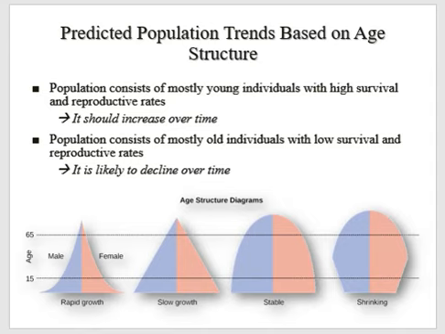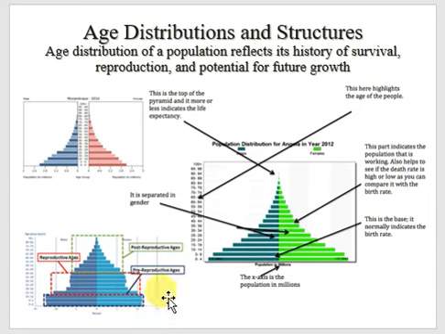Also, in general, when you look at age structure, most of the reproductive potential lies with young individuals, right? If you look back at the division of your population into pre-reproductive, reproductive, and post-reproductive stages, this area here, the reproductive phase, is where that highest potential for population growth rests, right?